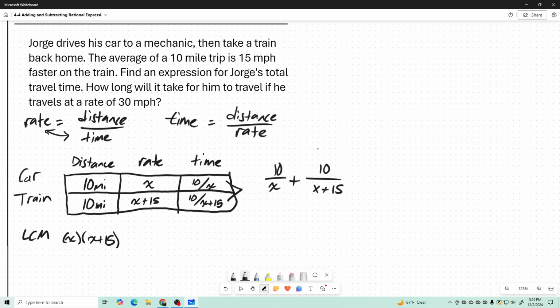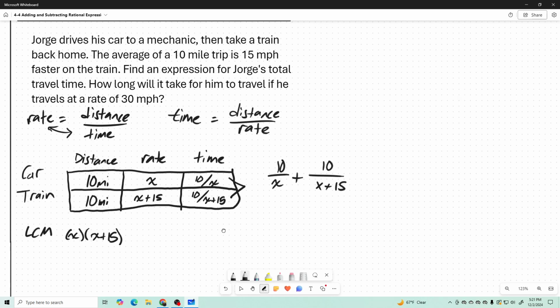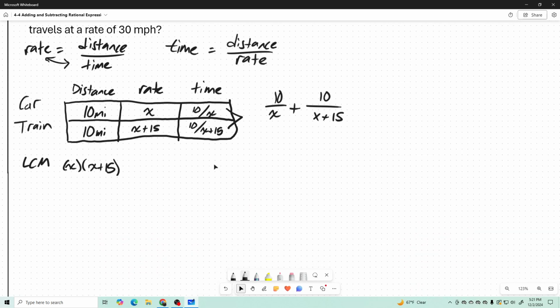So now we're going to do what we did before. We're going to multiply by the pieces we're missing. On this side we have 10 over x, so the part we're missing is x plus 15. So we're going to multiply both by x plus 15. This will become 10 times the quantity x plus 15 over x times x plus 15.